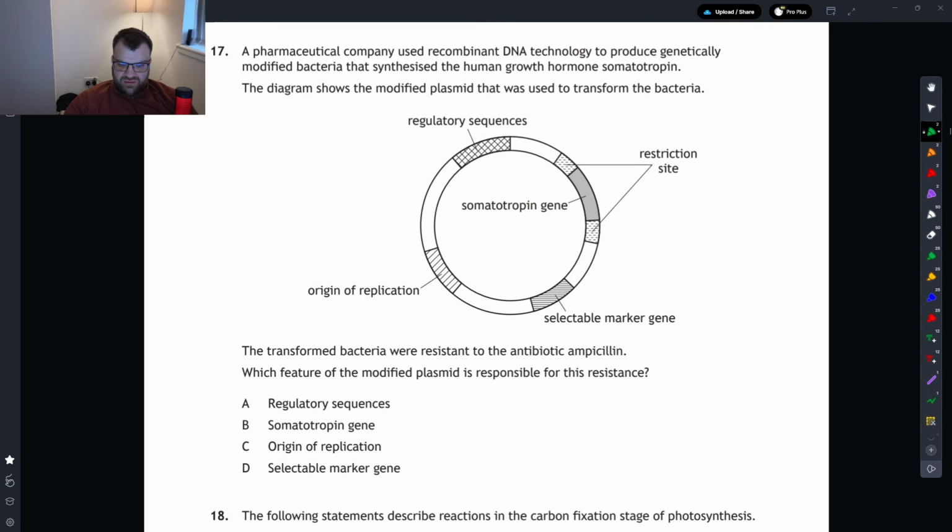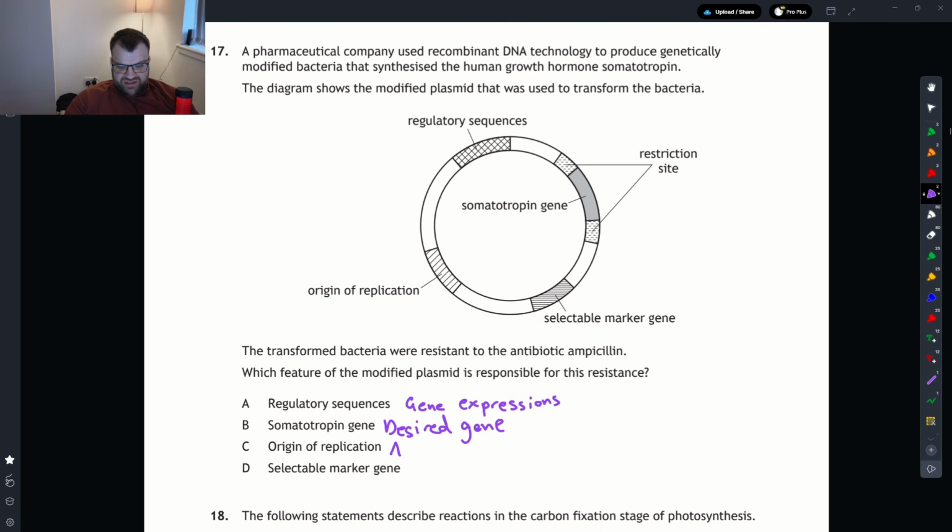Which feature of the modified plasmid is responsible for this resistance? Okay, so what are the jobs of the different parts? Regulatory sequences are to do with controlling gene expression. That makes sure that the gene can start being expressed into proteins. The gene is the desired gene, the human growth hormone. That's what's getting moved into it as well.